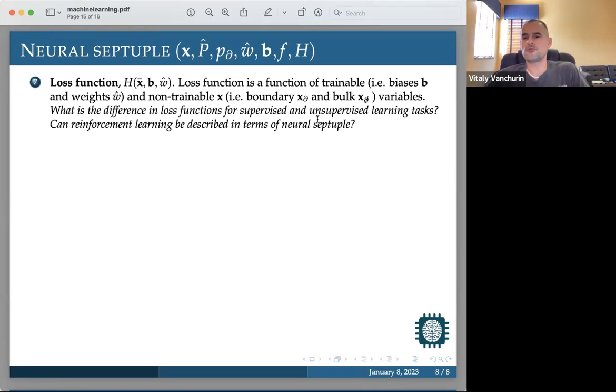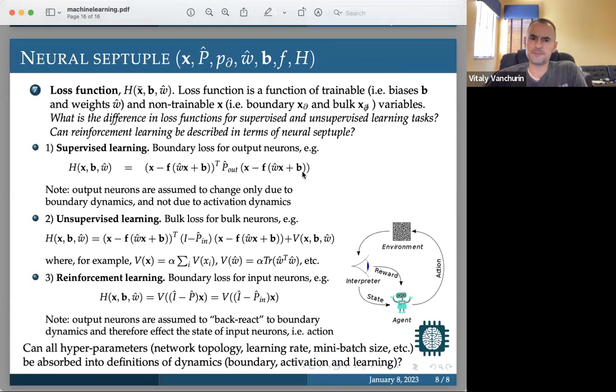Now, it doesn't mean that anything you write will be useful for whatever learning task you have, but it is what it is. However, there is a difference between the loss functions of supervised and unsupervised learning tasks. So I'll give some examples right now, and then I'll let you go. And then you can also ask, what about reinforcement learning, and can it also be described using the septuple, and what kind of loss function would be defined for reinforcement learning? So here is the answer to all three questions.